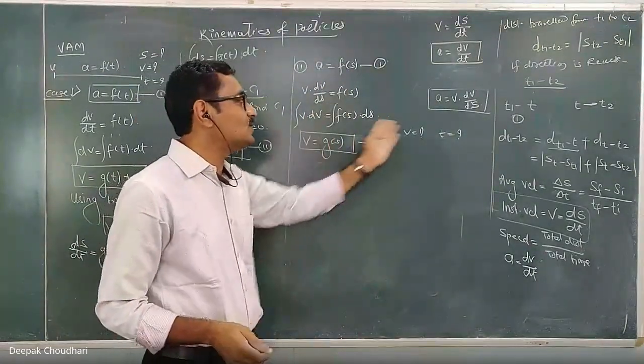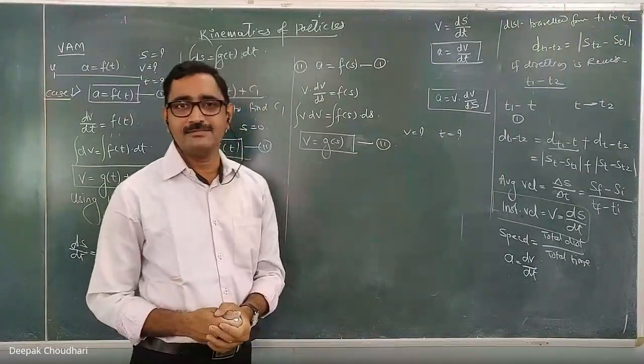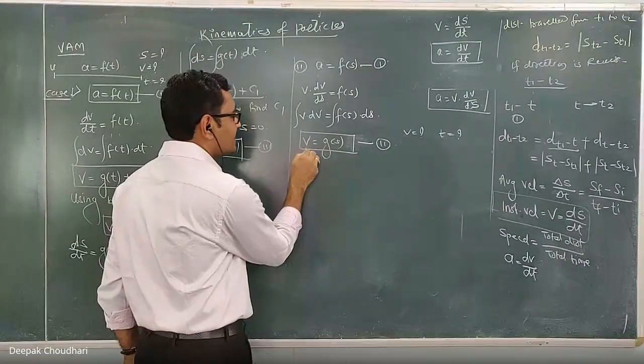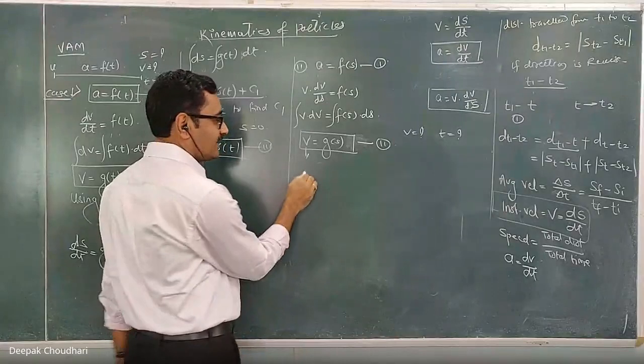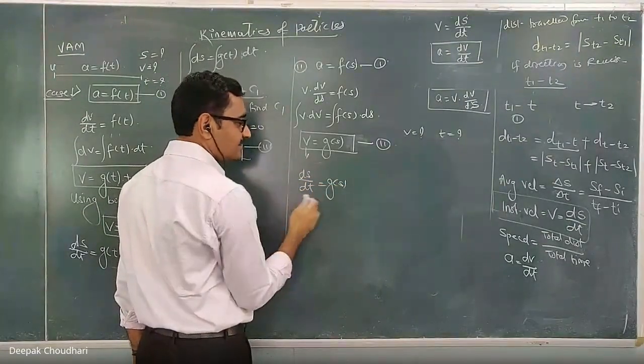Yeah, so with the help of these two equations, I cannot calculate the velocity at any particular time. I required one more equation. To get this equation, I am going to replace this v by ds by dt. So it is ds by dt, which is equal to g of s.